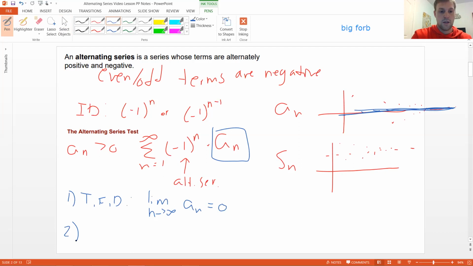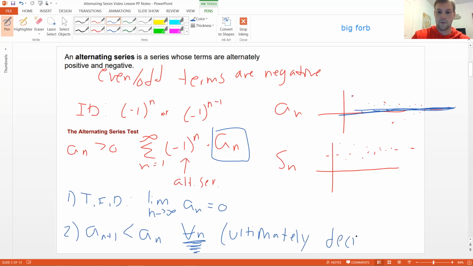And then number 2, you have to show that the terms a sub n are getting closer and closer to 0, that they're decreasing. So you have to show that a sub n plus 1, the next term, is less than the previous term for all of n. And this part right here, for all of n, can be a little wishy-washy, and we'll talk about that as we get to it. But basically, it has to be ultimately decreasing.